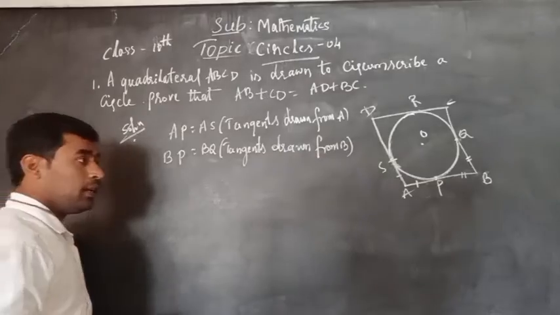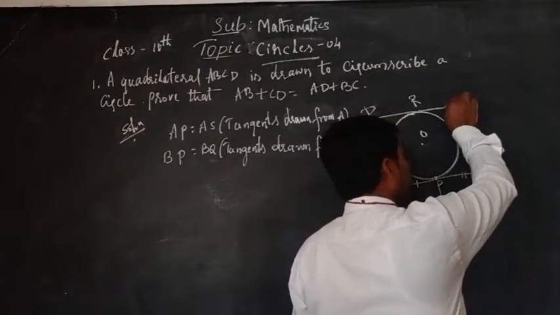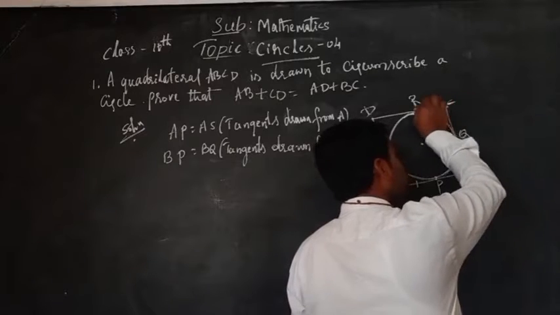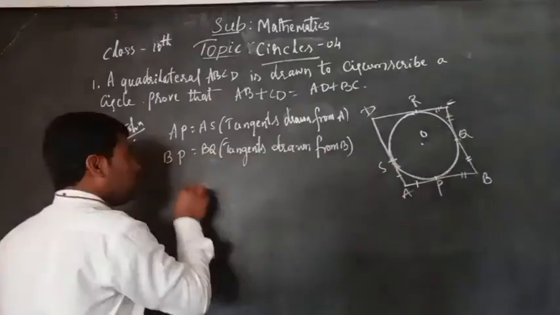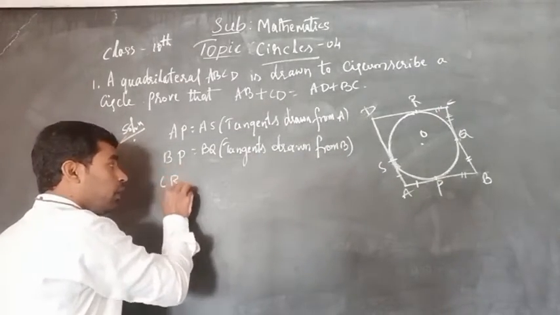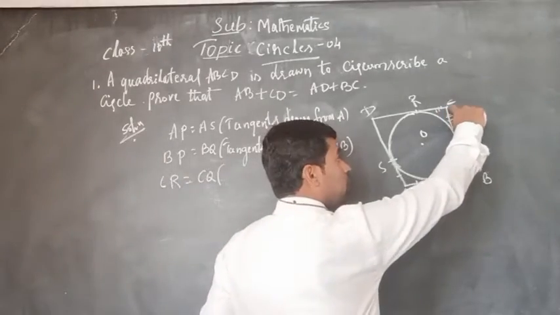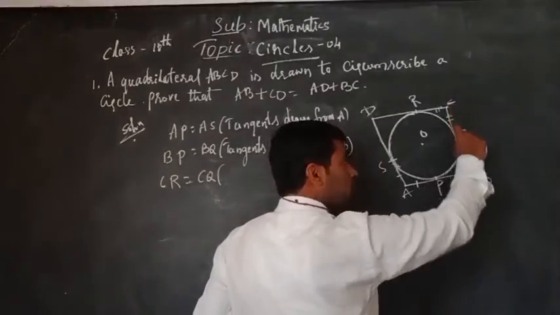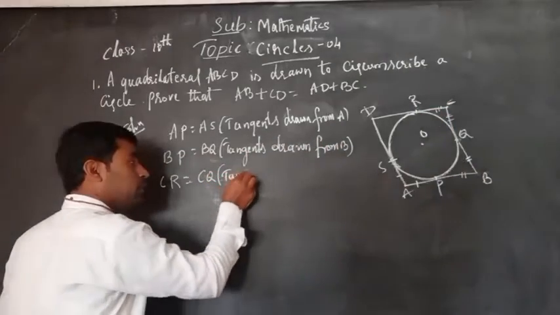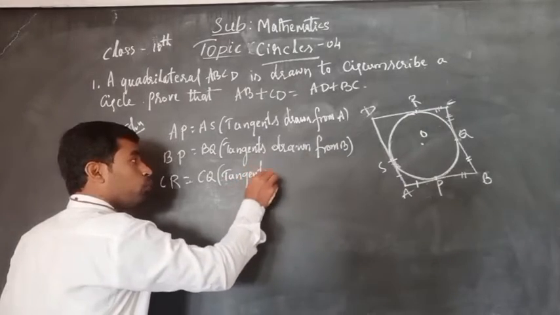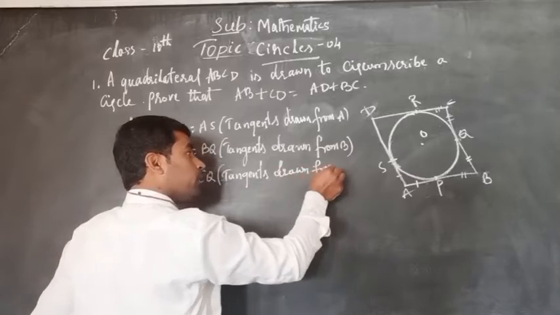Now I'll take the point C. We have the two tangents. The length of CQ is equal to CR. Here the two tangents are drawn from the external point C. CQ is equal to CR. Reason: tangents drawn from C.